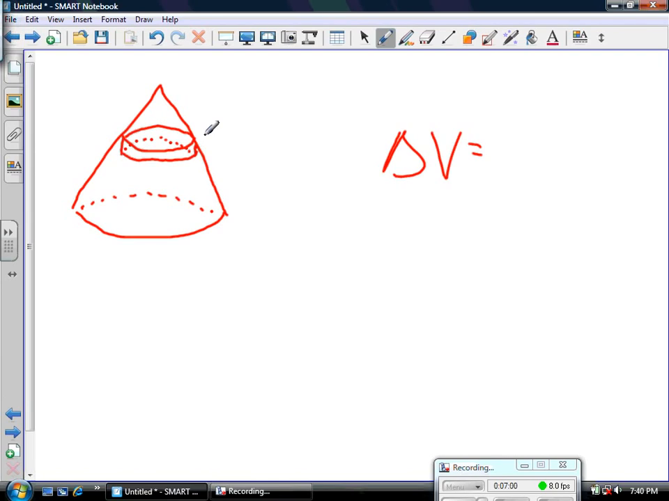Yeah. Because again, I'm going to call this thickness delta y. And as delta y goes to 0, the thickness goes to 0, this gap here, this volume I'm missing will go away. So if we can get the volume of one of them and add them all up, I get the volume of the whole cone. But remember, the relationships are still the same. This is still 10 inches. This is still 5 inches.